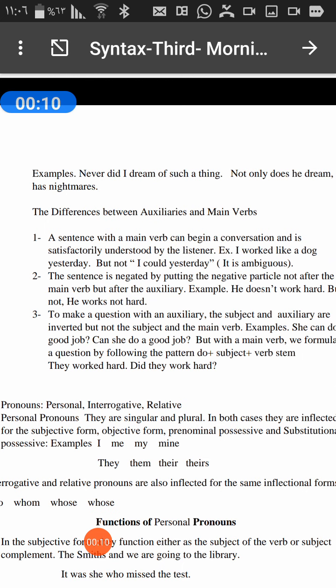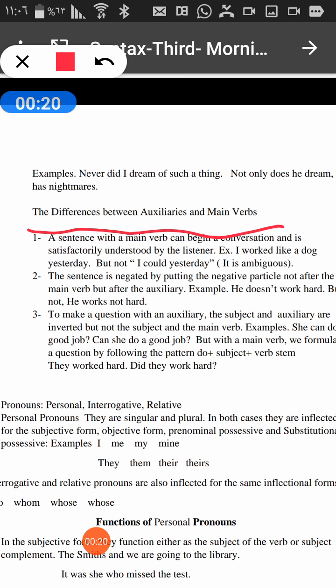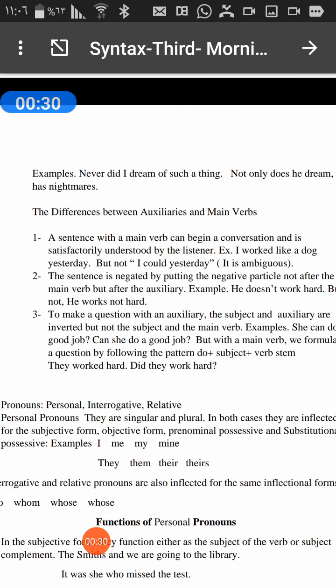Now this video will talk about the differences between auxiliaries and main verbs. الاختلافات بين الأفعال المساعدة والأفعال الرئيسية. Are there some differences between auxiliaries and main verbs or not?